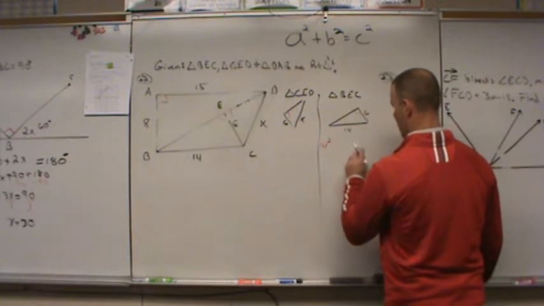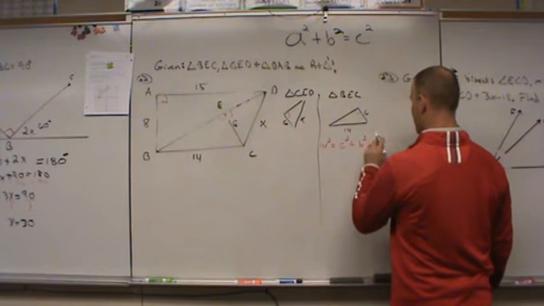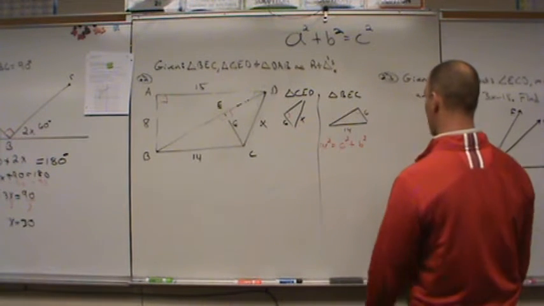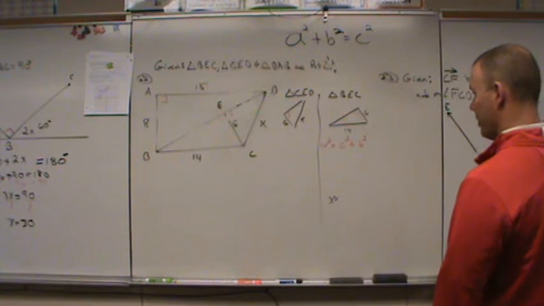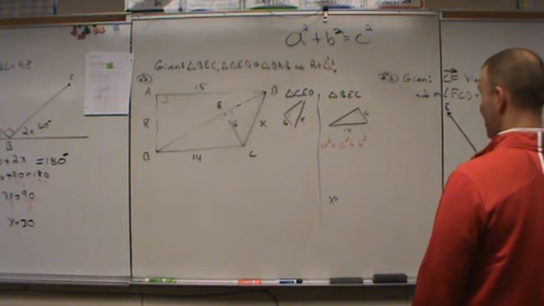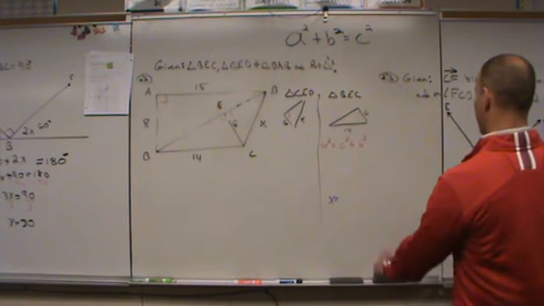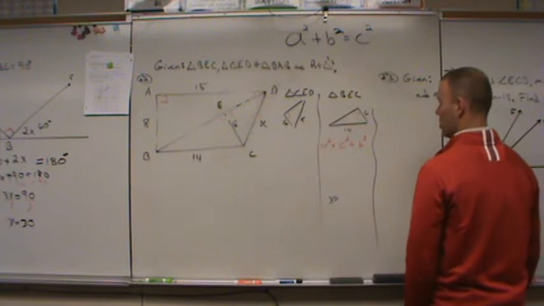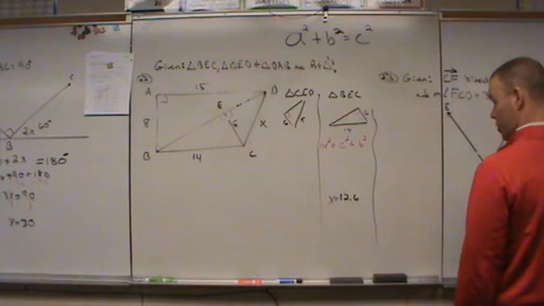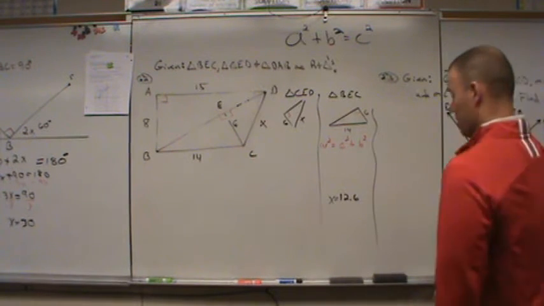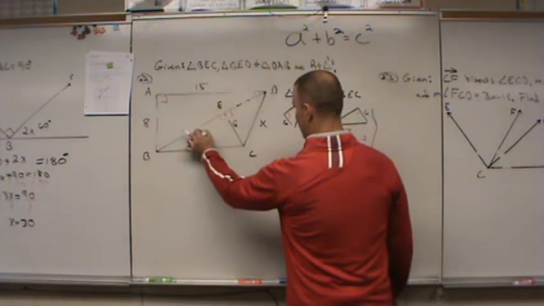So 14 squared, which is the hypotenuse, is equal to 6 squared plus b squared. And you've got to go ahead and solve. I'm going to give you a second to pause and see if you can figure out what that is. I'm not going to do the work for you. I did that in class today. You should get 12.6, roughly. Again, you've got to show your work. If you don't show your work, you're not going to get credit. So over here, I'm going to label this 12.6.